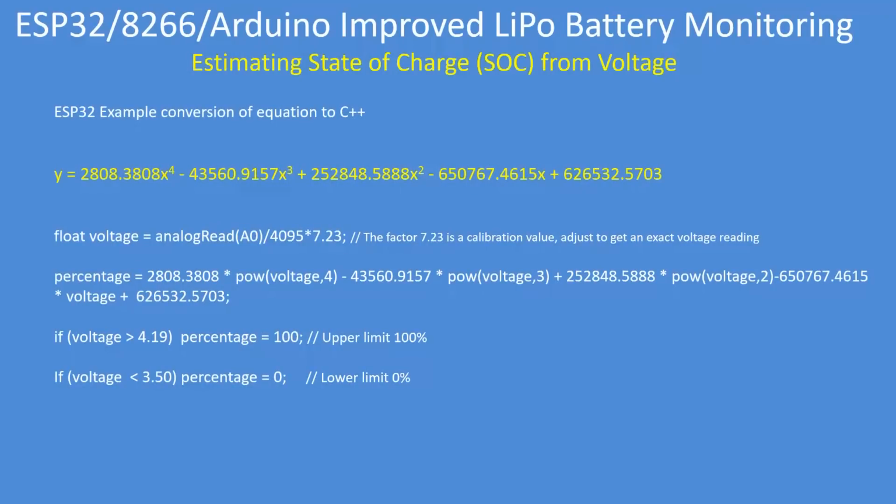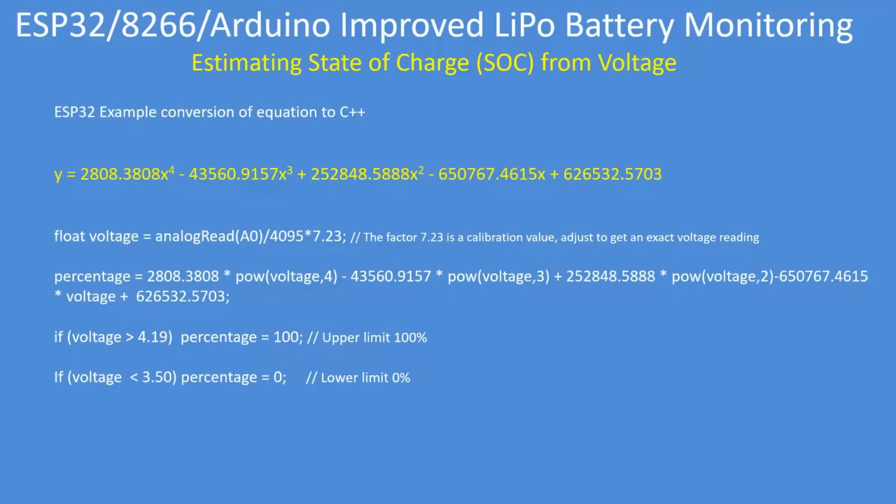Having got our equation, we now need to convert it into C++, something we can use in our sketches, and there again I've done that task for you. First of all, read the voltage from the analog to digital converter. I'm using an Arduino Uno input, or a Wemos D1 mini input A0. Using ESP32 it would be pin 36 or 39 or 35 depending on the board type.